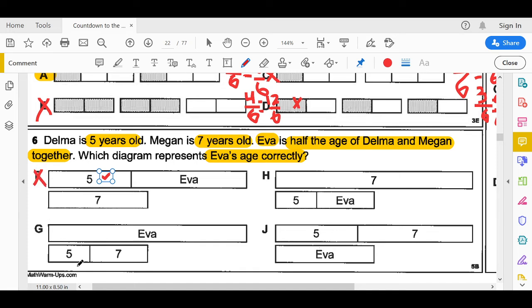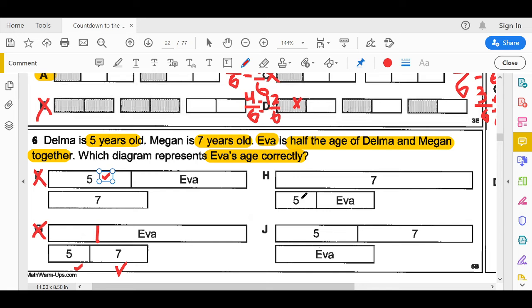Letter G, we have a 5. That's true. We have a 7. That is correct. But then it says that Eva is half. It means only half of all of these together. If the bar for Eva will be around here, which is a half of these two, the answer will be correct, but it's way longer. Do you see how it is way longer than 5 and 7 together? So letter G is not correct.